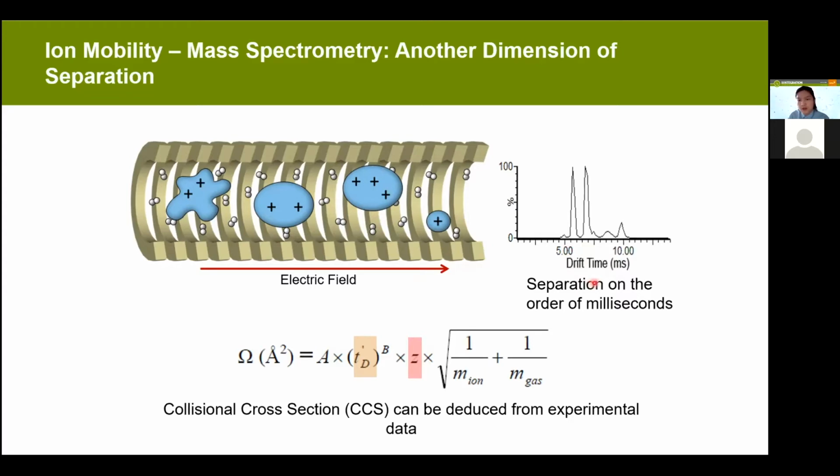And based on this drift time measurement, you can plug into the equation, and then you can calculate the collisional cross-section of the ion, which is a measure of the size and shape of the protein ions from this experimental data.